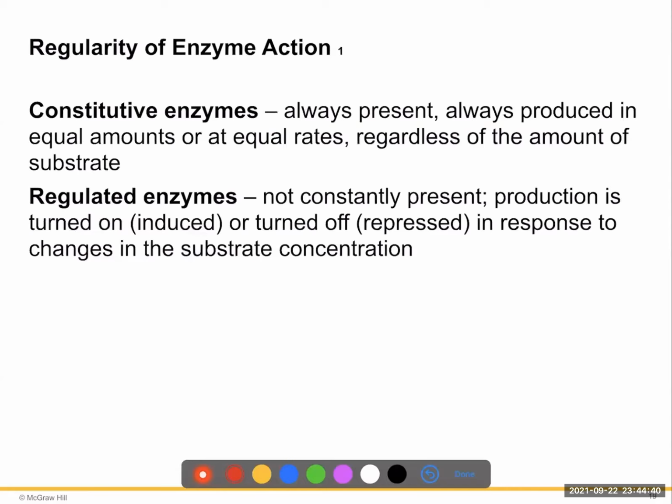Okay, regulated enzymes, they're not being constantly produced. Their production is turned on, or induced, or turned off, which is repressed, in response to a change in the substrate concentration. So if there's more substrate around, it triggers the gene to produce more of those enzymes. If there's less substrate around, it turns the gene off. So not as much enzyme is produced. You're not wasting your energy and materials making enzymes you don't need.